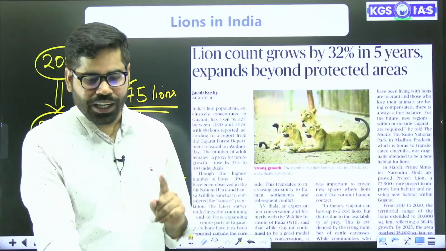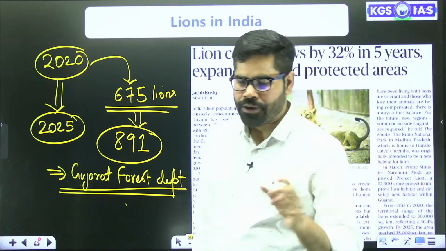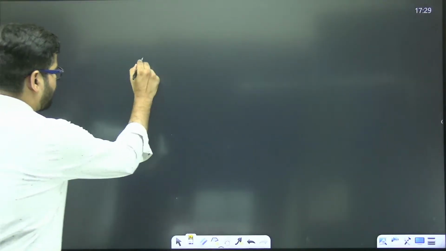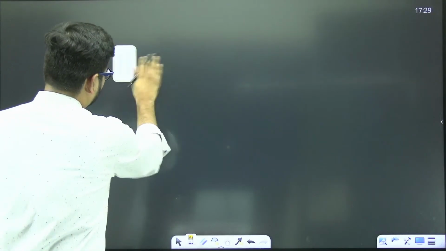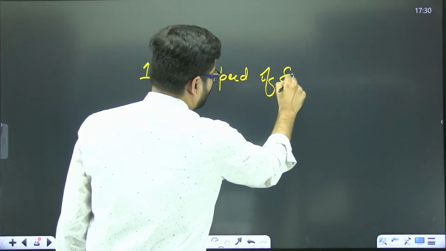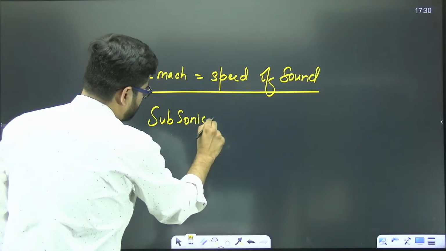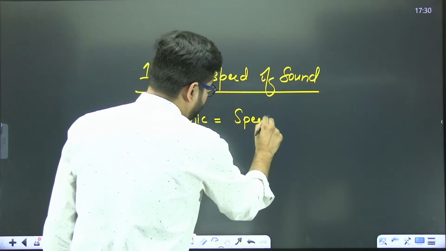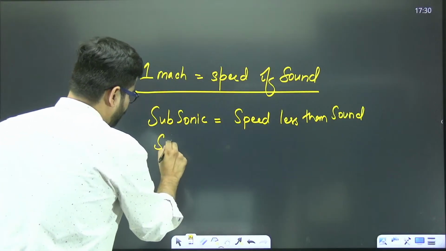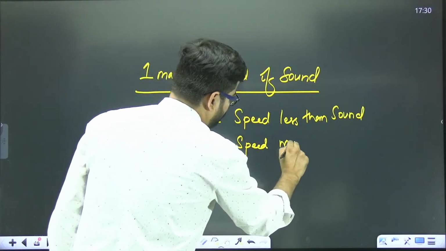Now, lions are one of the most important organisms in this entire area. But first, supersonic and Mach. Just a little bit back, let's come to this topic. When we are talking about Mach, 1 Mach is equal to the speed of sound. Subsonic means speed less than sound. Supersonic will mean speed more than sound.